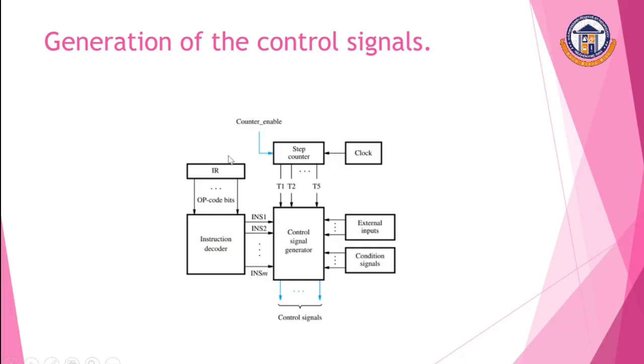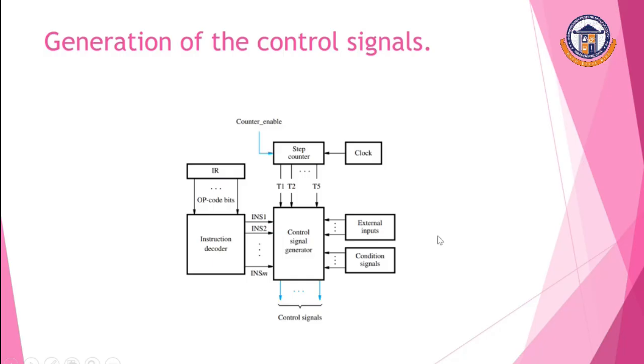When the instruction is loaded in the instruction register, only then does the instruction decoder decode it and provide the necessary signals to the control signal generator. That is, it will enable INS1, INS2 up to INSM, depending upon the instruction. If it is a load instruction, it should load the data into some register. If it is an add instruction, it should contact the ALU and add. Depending upon that, the instruction signals will be generated.